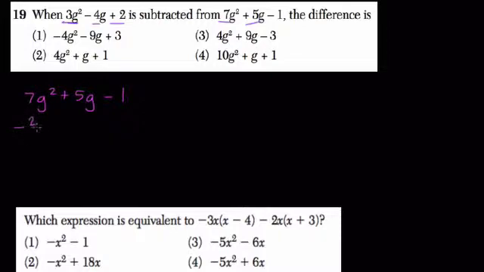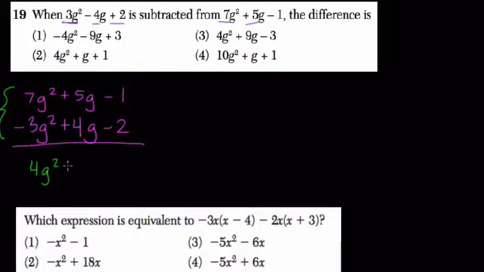So minus 3g squared, and then I'm subtracting negative 4g, so I'm adding 4g, and then I'm subtracting 2, so minus 2. And now, since I've already applied the subtraction, I think of combining these as adding, because adding a negative is the same thing as subtracting. So that's just easier for me, and I get 4g squared plus 9g minus 3, or plus negative 3. So here that's choice number 3.